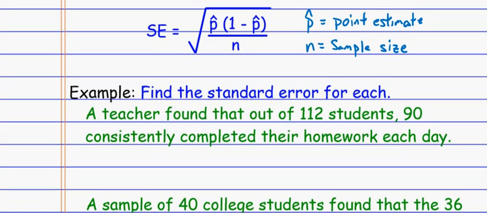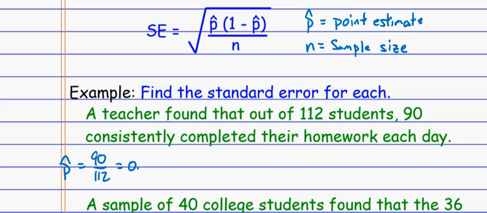So, for example, it just says find the standard error for each. It says a teacher found that out of 112 students, 90 consistently completed their homework each day. And so the point estimate for this would just be, okay, what percent did we get when we actually collected data in our sample? And so when we look at the percent of students that consistently completed their homework, it was 90 out of 112. And that is literally our point estimate. So our point estimate is the percent that we got when we actually collected data. Well, that's this. And so I plug that into a calculator.